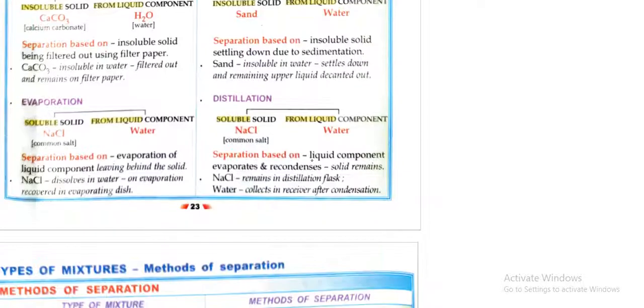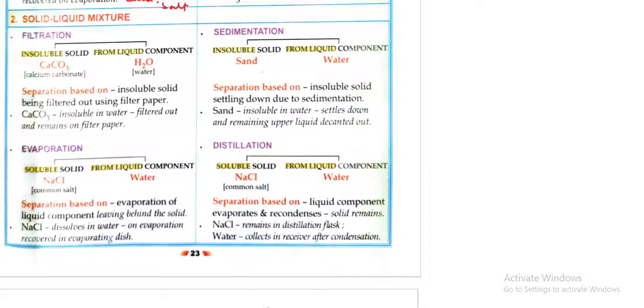Next, we will see how to separate a solid-liquid mixture. A solid-liquid mixture means one component is solid and another is liquid. You have to remember that if an insoluble solid and a liquid are mixed, the solid should be insoluble, and only then can we use the method called filtration. So in filtration, what happens?